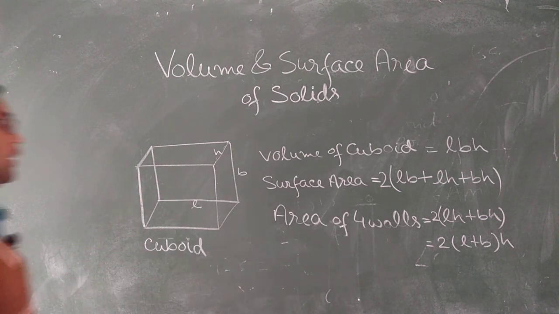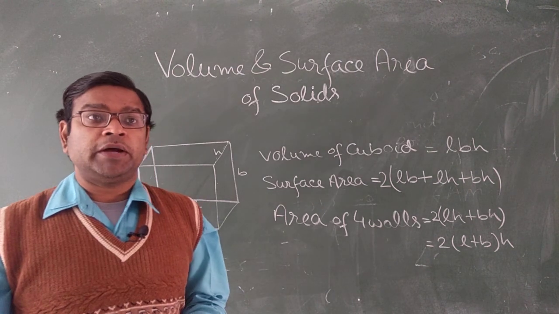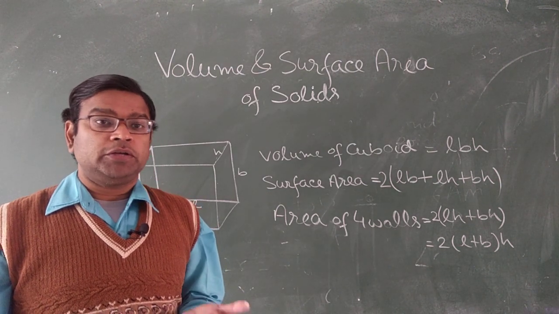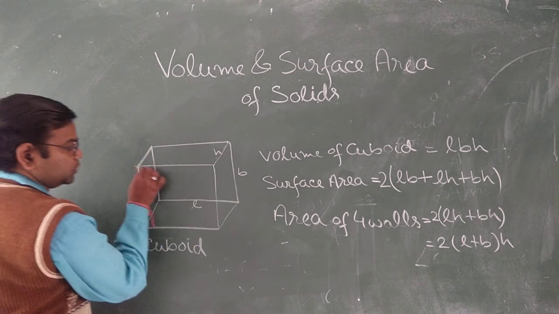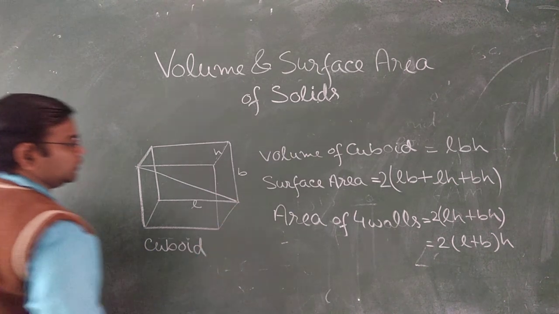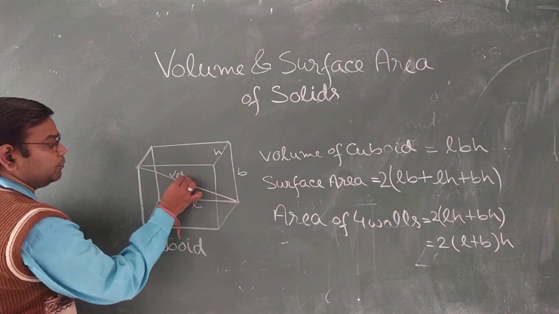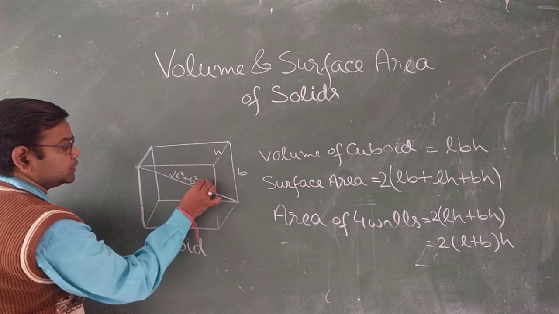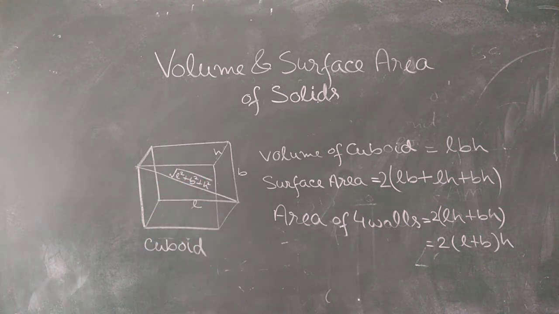Now again, if we wish to find out the diagonal of a room. Diagonal means this diagonal starts from this point and meets this point. Clear? And the length of this diagonal is under root L square plus B square plus H square. Always remember this one. Clear? So this is all for your cuboid. Now move to the next solid.